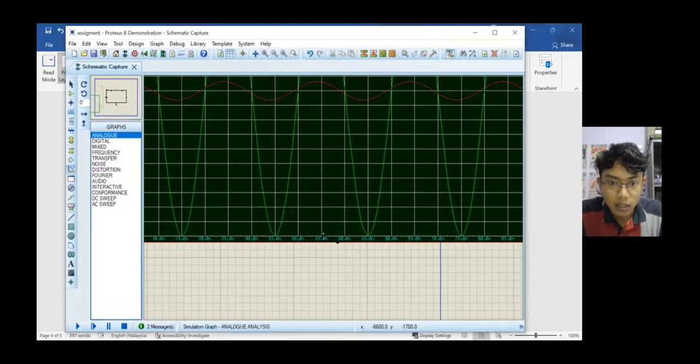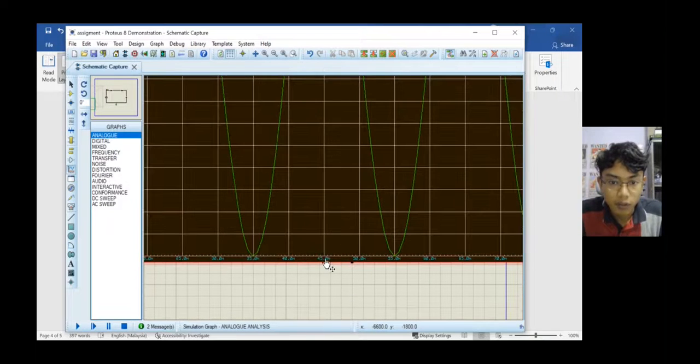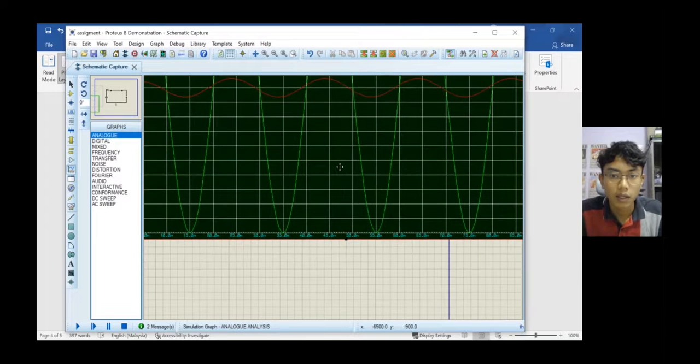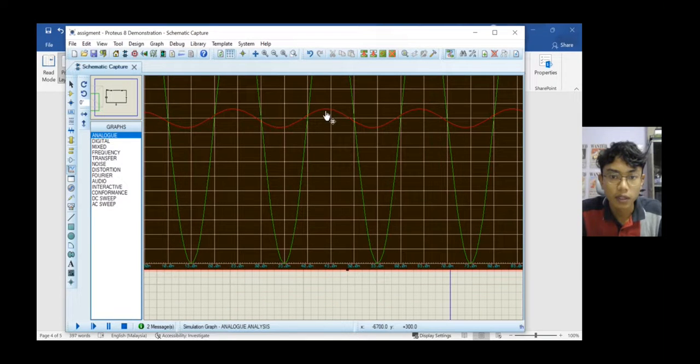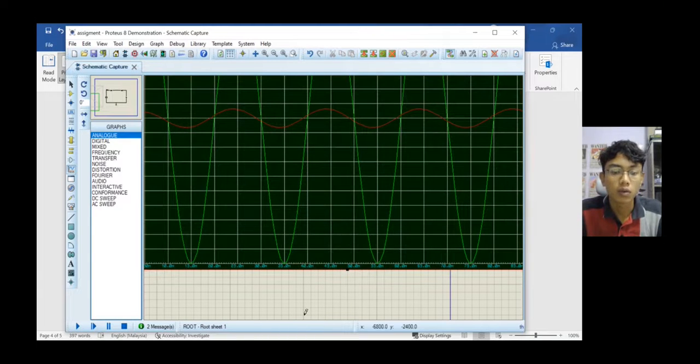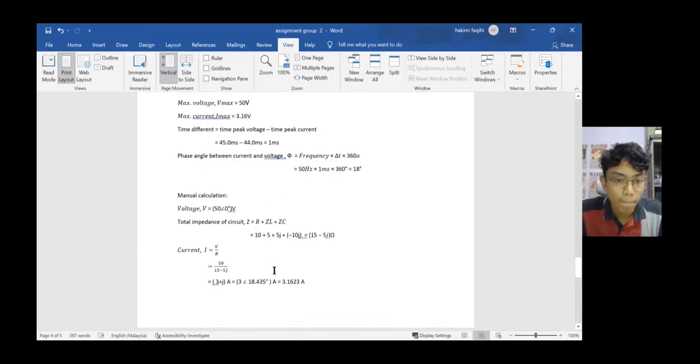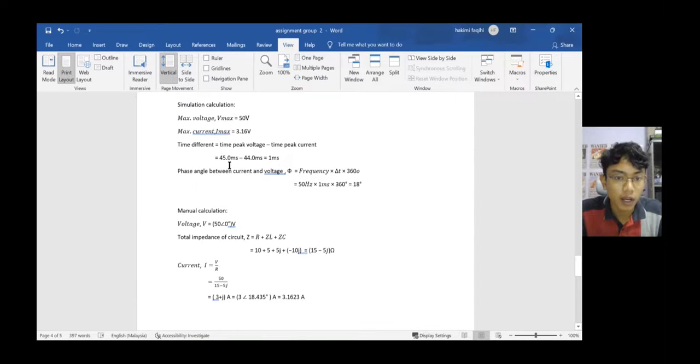Here we can see at 45 milliseconds, and then the center for the current is like 44, right? 44 millisecond. So as we can see here, I stated 45.0 ms minus 44, and we get 1 ms.